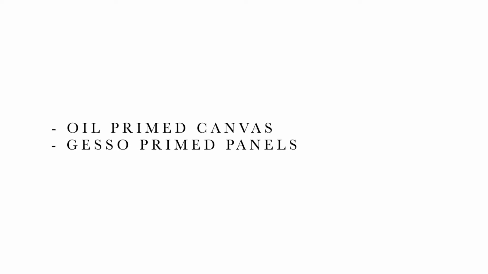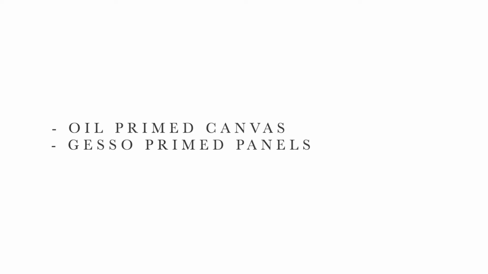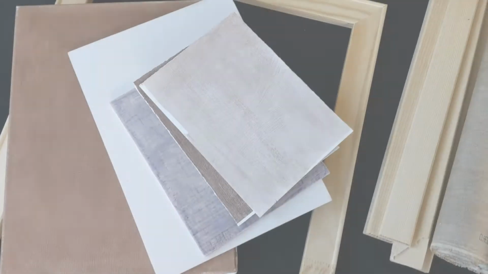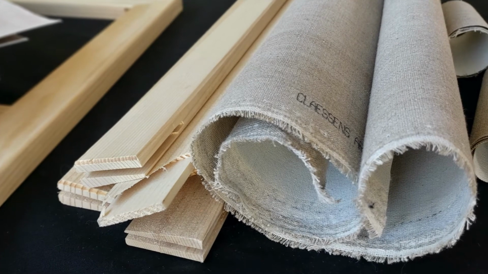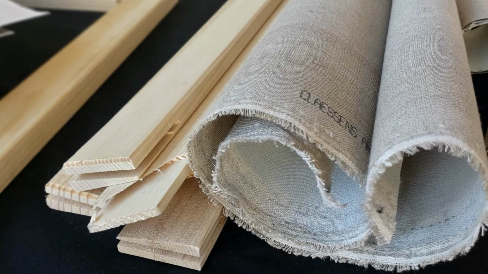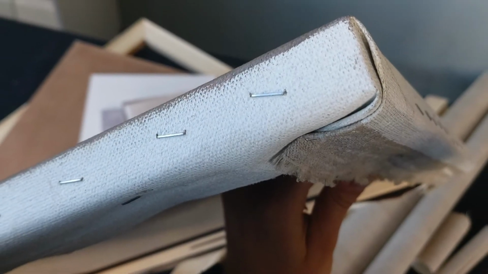As a painting support, we recommend oil-primed canvas made of linen or gesso-primed wooden panels. You can buy the canvas stretched and ready to go, or purchase the stretcher bars and the primed canvas separately. That gives you the option of choosing the exact format and canvas that you want to use.